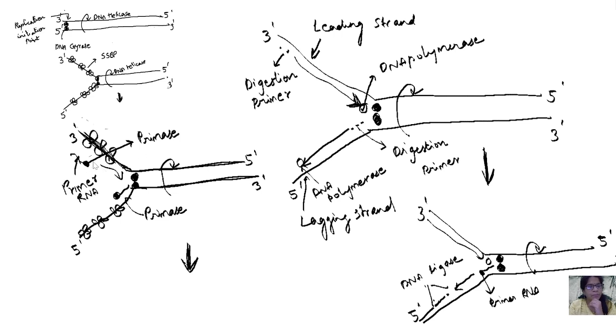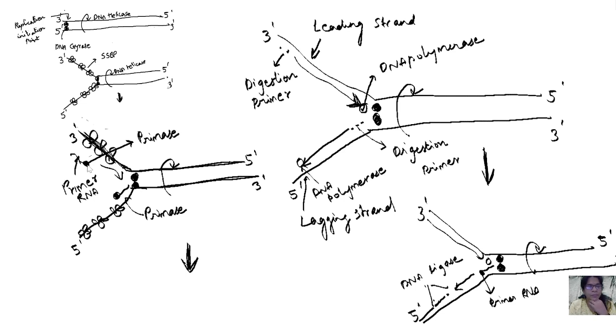This particular primer RNA has a free 3 prime OH group, right? This particular black thing is a 3 prime OH group. This 3 prime OH group is an active site for initiation of your DNA polymerase enzyme. This DNA polymerase enzyme would enter, and DNA polymerase needs a free 3 prime OH, which is present on the primer RNA.